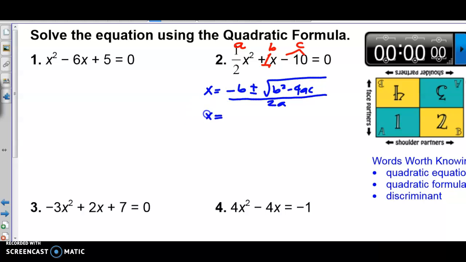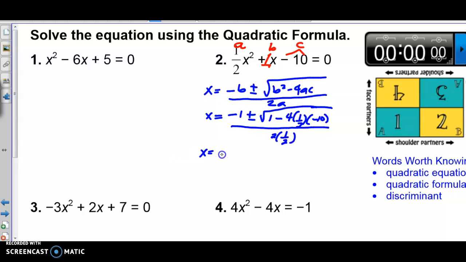So x is equal to opposite of b. Your b is positive 1, so that means change it to negative 1. Plus or minus the square root of, so if you square the b, 1 times 1, that's equal to 1. Minus 4, your a is 1/2, and your c is negative 10. So all over 2 times 1/2.